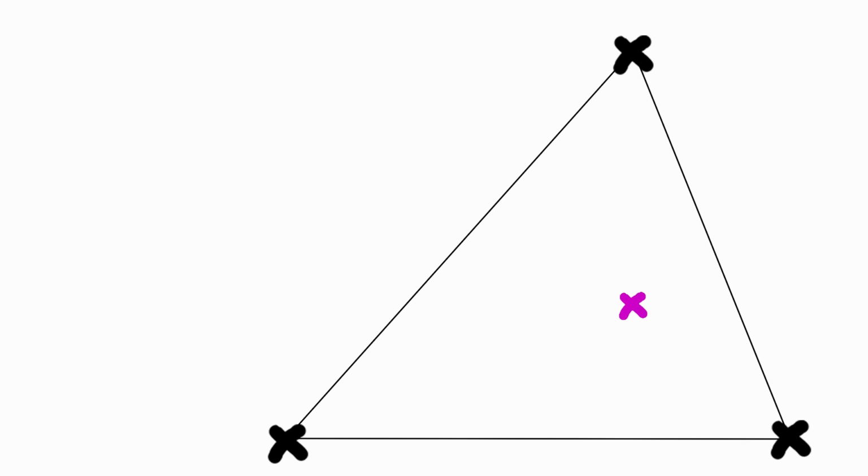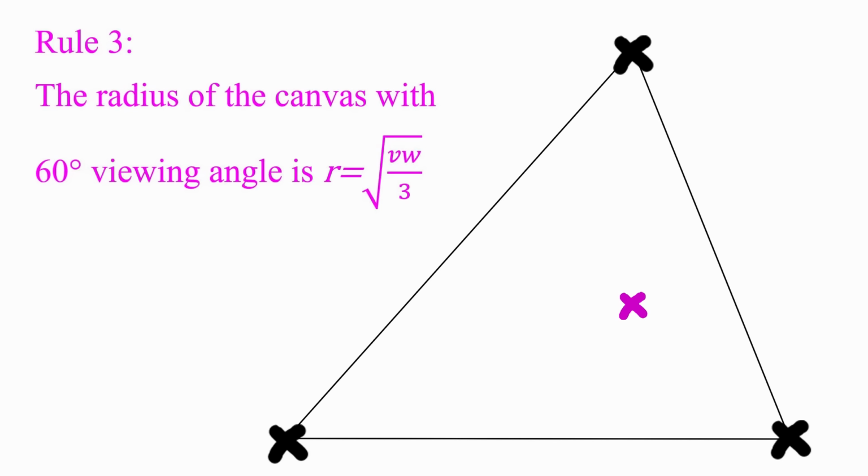How big can the canvas be? How far can you draw in order to not exceed our appointed 60 degrees viewing angle? The answer to this is rule number 3, which is the formula for the radius. So we need to take an altitude and divide it into v and w. Then we multiply these, divide by 3 and take the root.